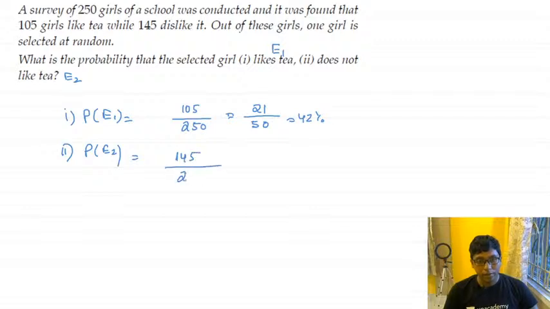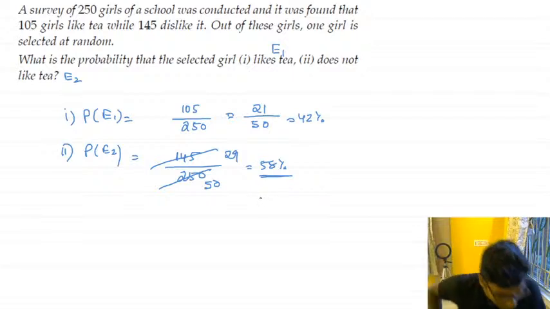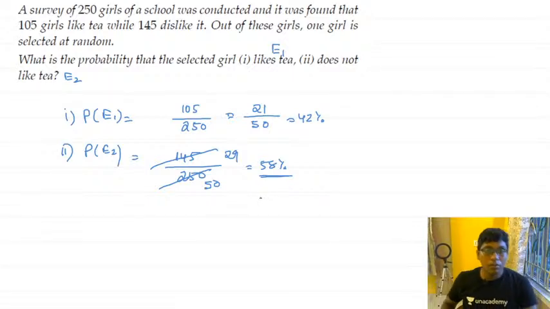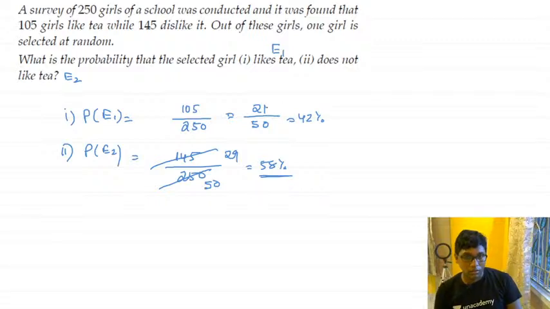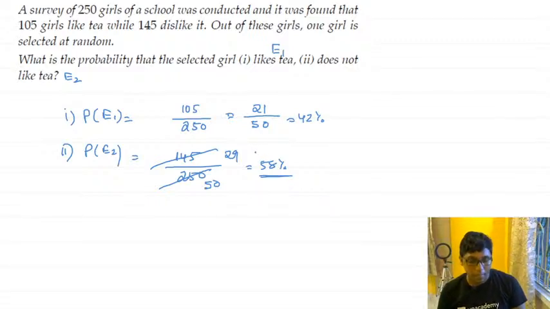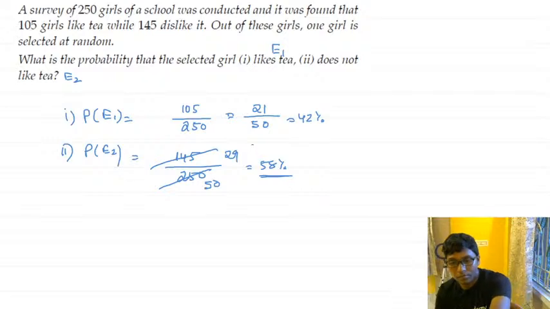145 divided by 250. So if I cancel out, I get 50 here, and 29 in the numerator. So 58% students don't like it, right? 58% students are there who don't like the tea at all. Clear?